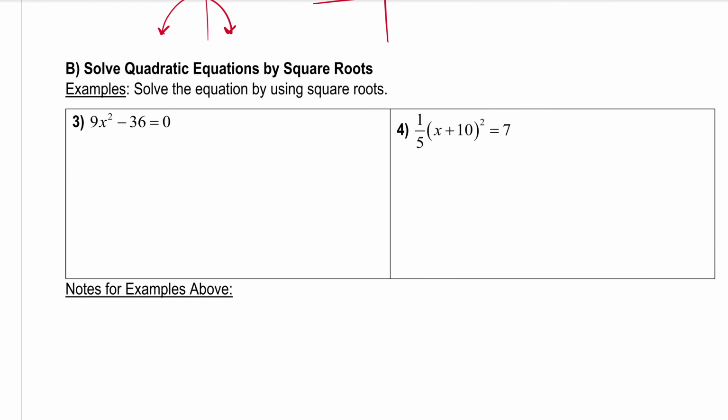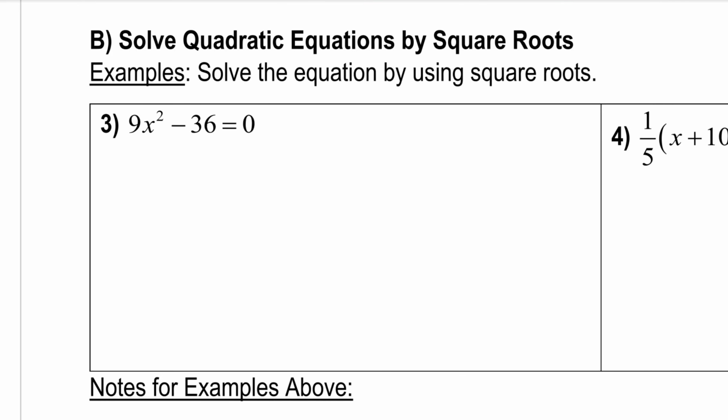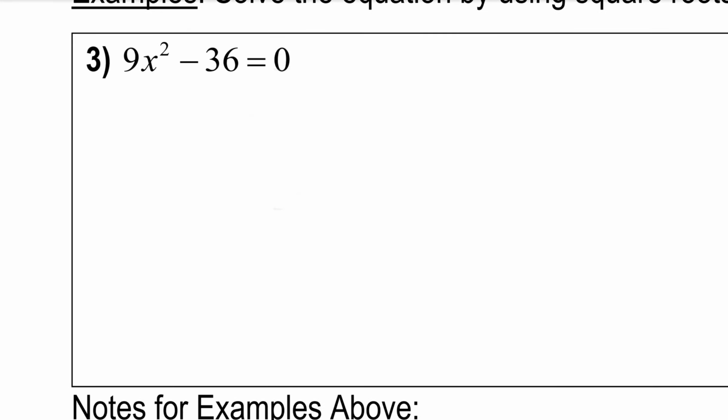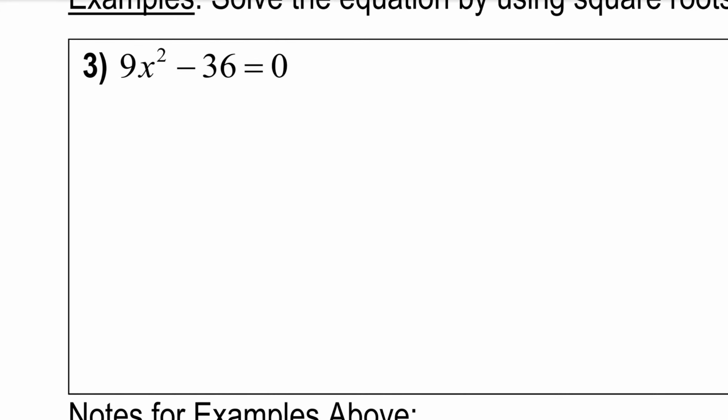Number 2, or B, solve quadratics by square roots. Now, you notice on these 3 and 4, 3 does not have parentheses and 4 does. Those are the only two ways you're going to see this kind of question. So, for the one that does not have parentheses, the first thing I want to do is move the number that's not with x squared to the other side of the equation.